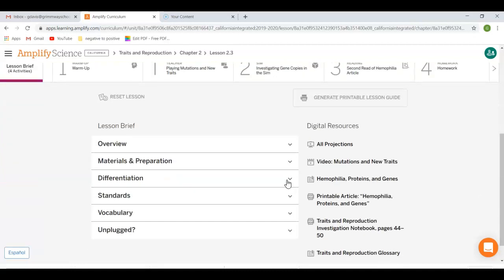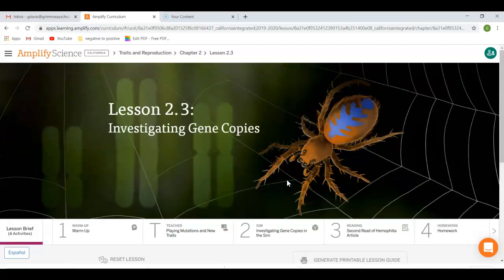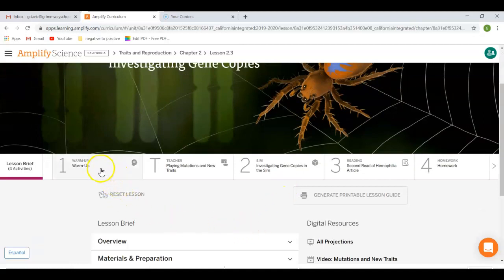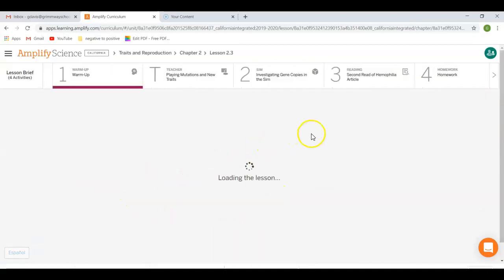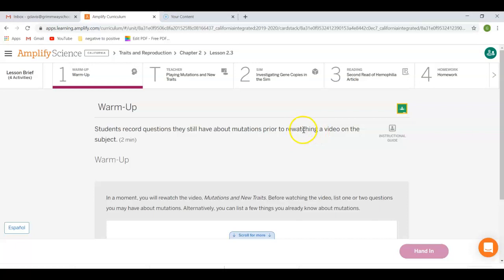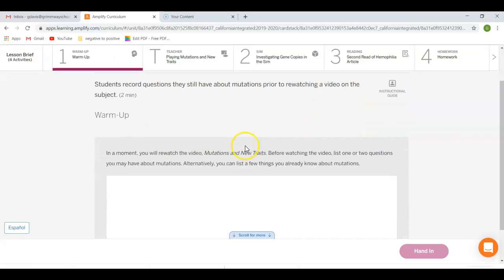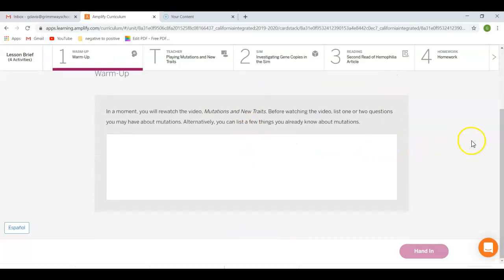So if you opened up and it brought you here to the lesson brief, let's just go ahead and click on warm up. And here's your warm up. And so it says, in a moment you will rewatch the video, Mutations and New Traits. Before watching the video, list 1 or 2 questions you may have about mutations. Alternatively, you can list a few things you already know about mutations.